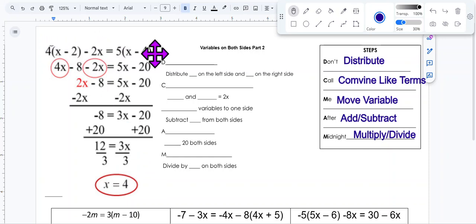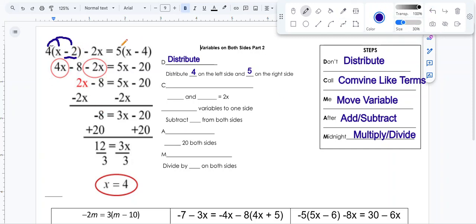So I have this big long equation. I see it has parentheses. So my first step will have to be distribute, all right? So I got to distribute, get rid of those parentheses. I remember I take that number on the outside of the parentheses and multiply it to the things on the inside of the parentheses. So I would do 4 times x gives me 4x. 4 times a negative 2 gives me a negative 8, okay? Don't forget that sign in front stays with that term, okay?